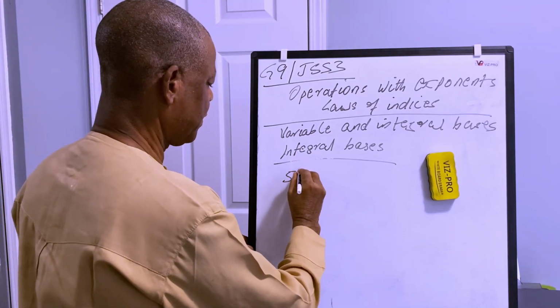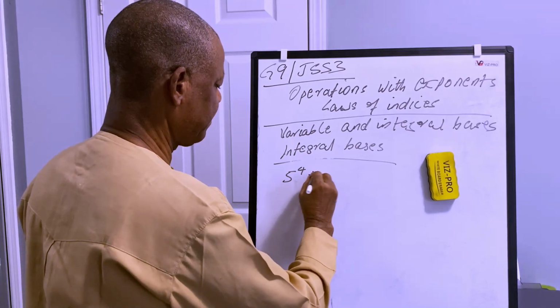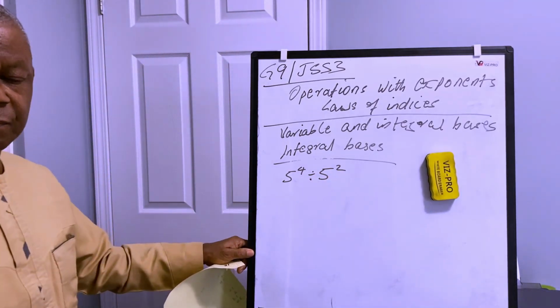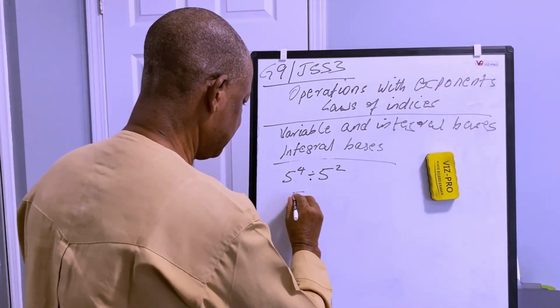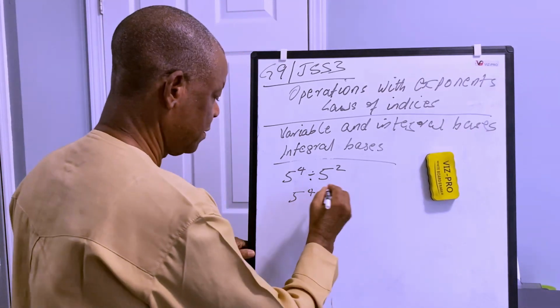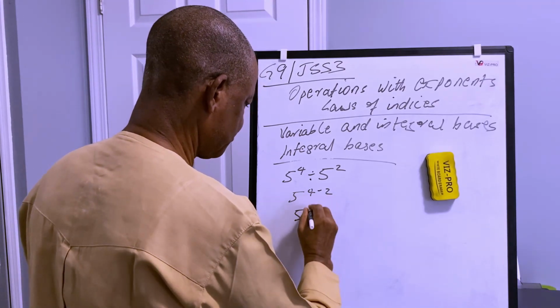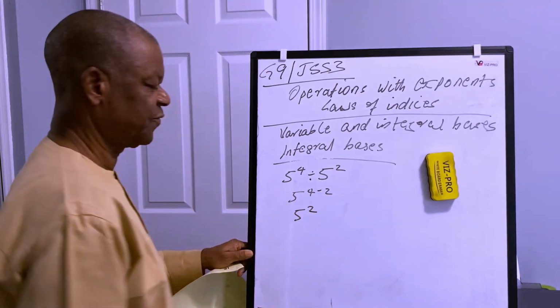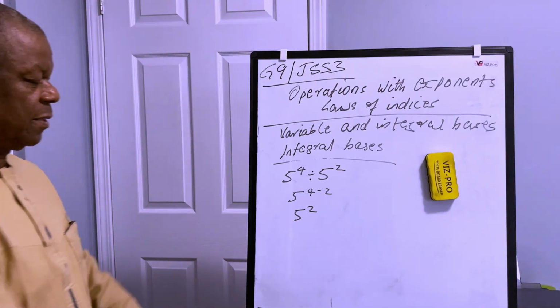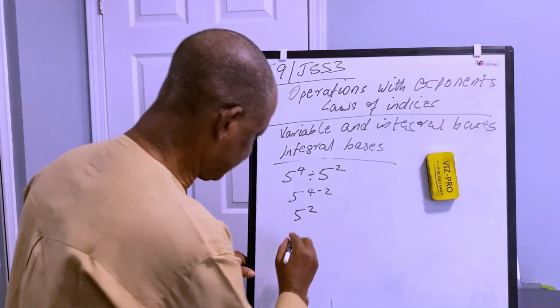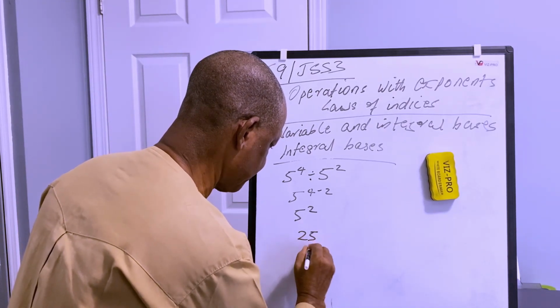5 raised to power 4 divided by 5 raised to power 2. It will be 5 raised to power 4 minus 2, and that is 5 raised to power 2. 4 minus 2 is 2. This is a manageable number. 5 raised to power 2 is 5 times 5, which is 25.